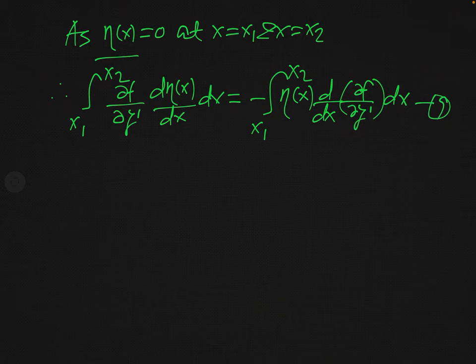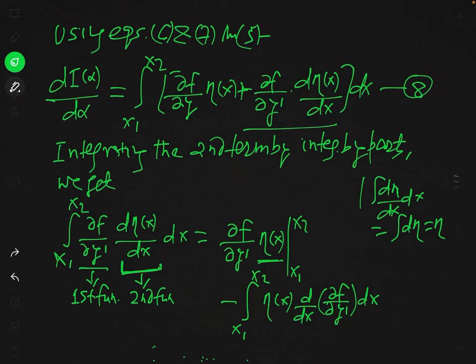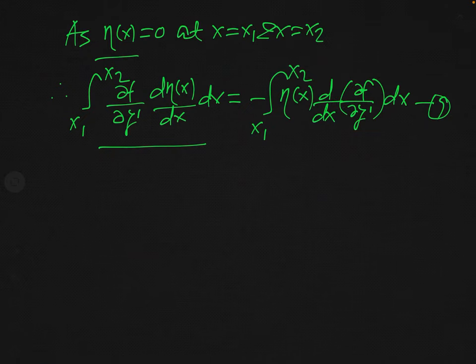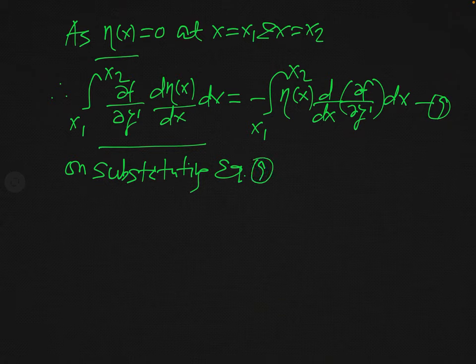Now we will substitute this value of this integral into equation number 8. You can see here, this is your equation 8, and at the place of the second term inside this square bracket, now we will substitute the value which we have obtained in this equation 9. So what will be the value after this substitution? You can see. So substituting equation 9 into 8, what will be our result?